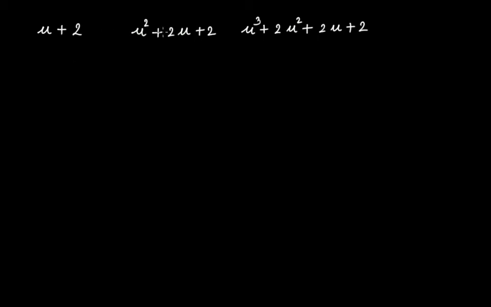We have three algebraic expressions here: u plus 2, u squared plus 2u plus 2, and u cubed plus 2u squared plus 2u plus 2. Now these three algebraic expressions are polynomials as well. These are polynomials. But of these three polynomials, only one is a linear polynomial.